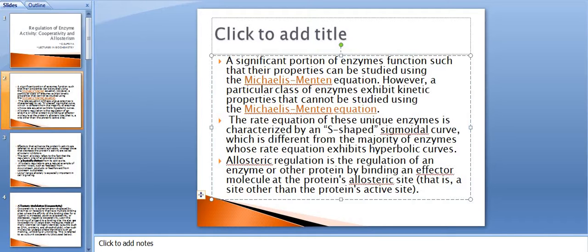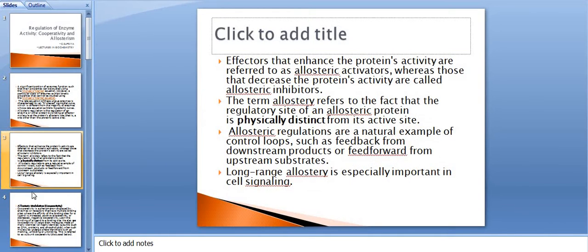Effectors that enhance the protein's activity are referred to as allosteric activators, whereas those that decrease or reduce the protein's activity are called allosteric inhibitors.